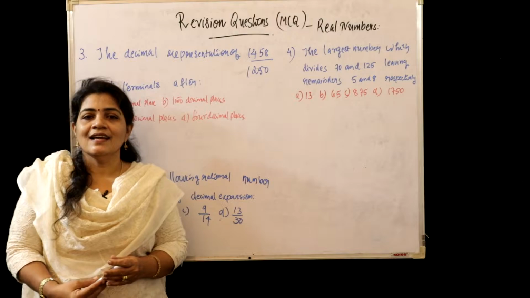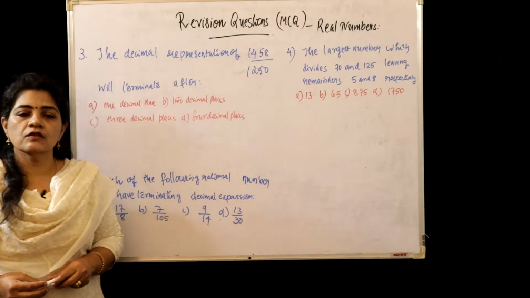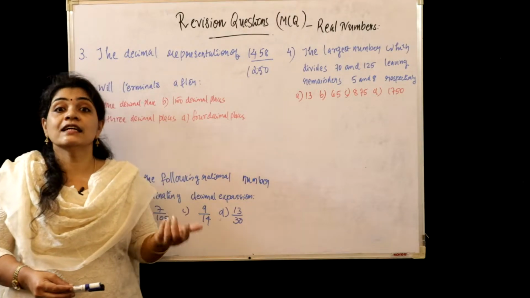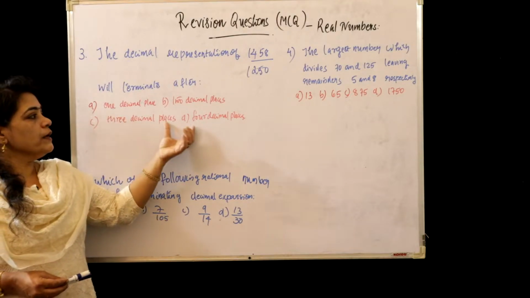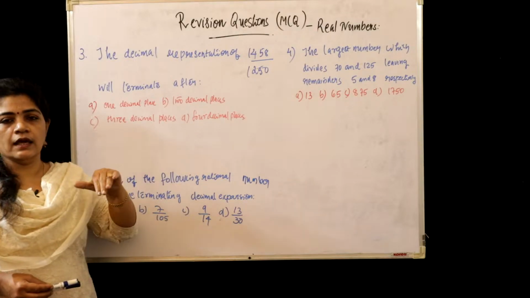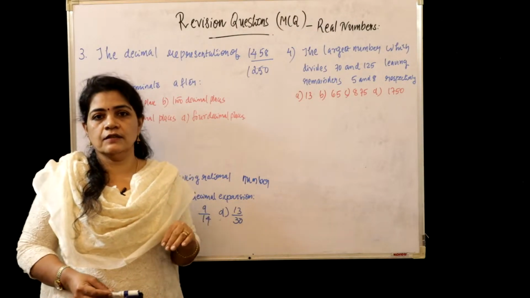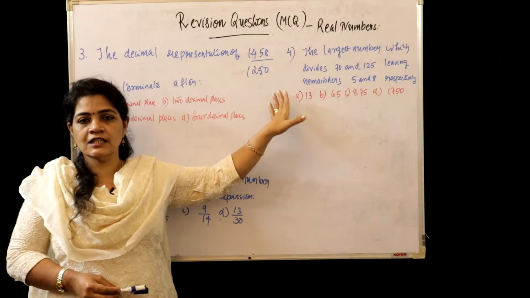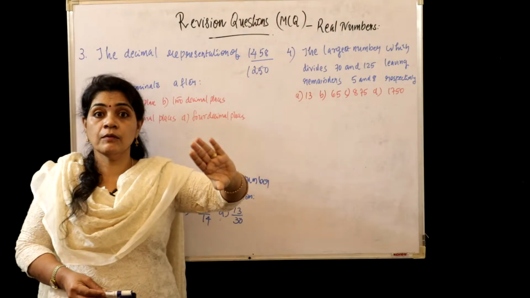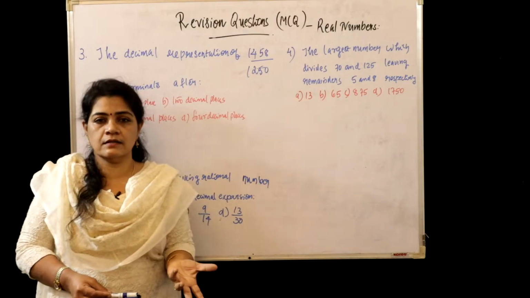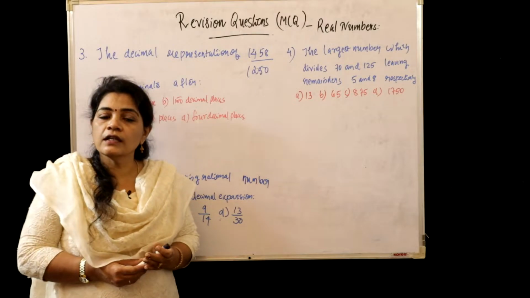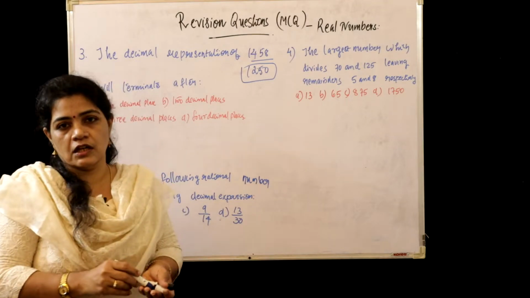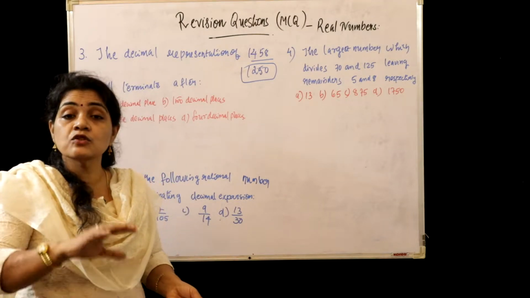Now the third question, the decimal representation of 1458 divided by 1250 will terminate after how many decimal places? We have 4 options. If you have this type of question, it is clear from the question that the decimal expansion of this rational number will terminate. We have to find the number of decimal places. For that you find the prime factorization of the denominator in the given rational number. Here the numerator has no role.